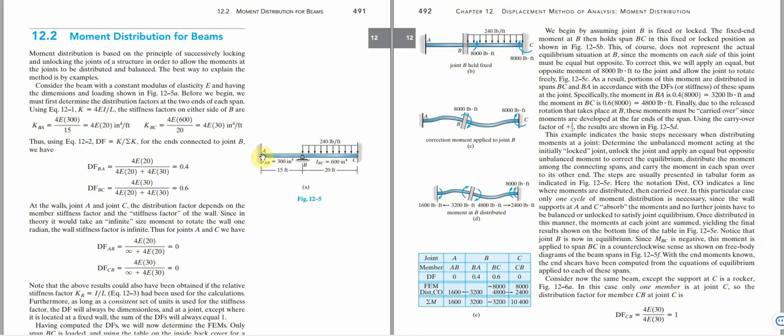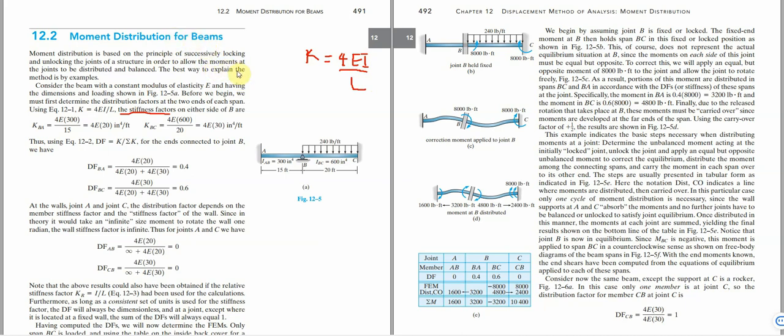Now imagine this beam here. We have this beam spanning from A to C and having a pin support at B. Now this side is fixed, but this side is not fixed. The first thing we are going to calculate is the stiffness factor. Now this stiffness factor, I told you, is K equals 4EI over L. The same formula is what we are applying here.